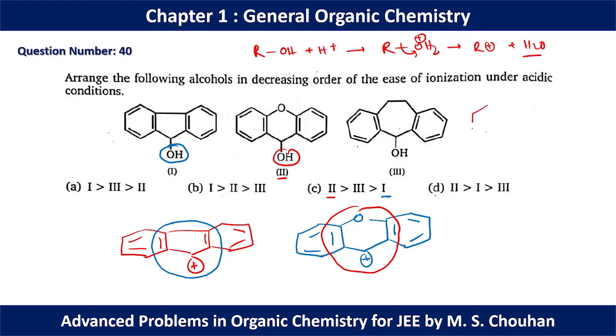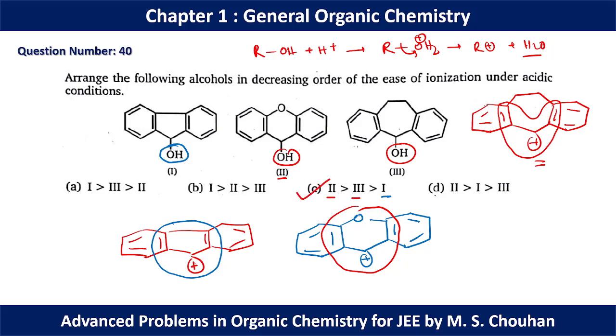In 3 we have a carbocation like this. This is not aromatic as well as not anti-aromatic, but this is stabilized by the resonance of these pi bonds. So this is a stabilized carbocation which is much more effective than anti-aromatic. So in the third case we have ionization easier than the first case. That's why for question number 40, option C should be the correct option.